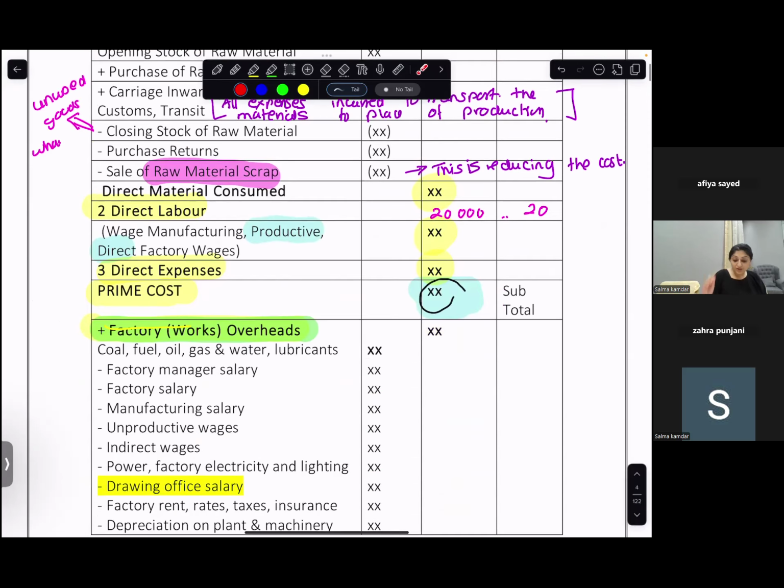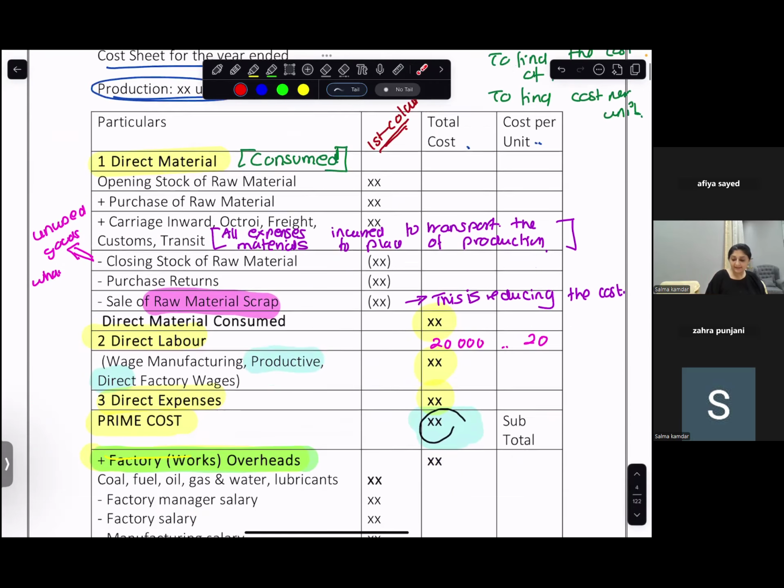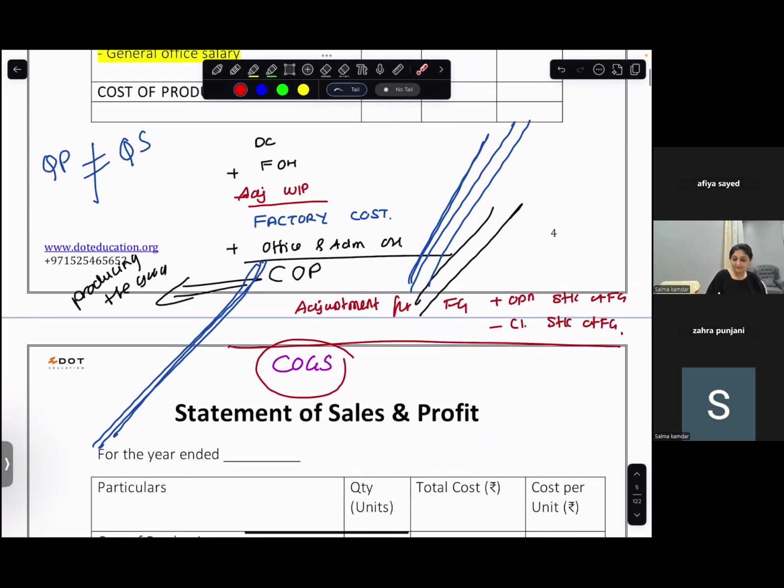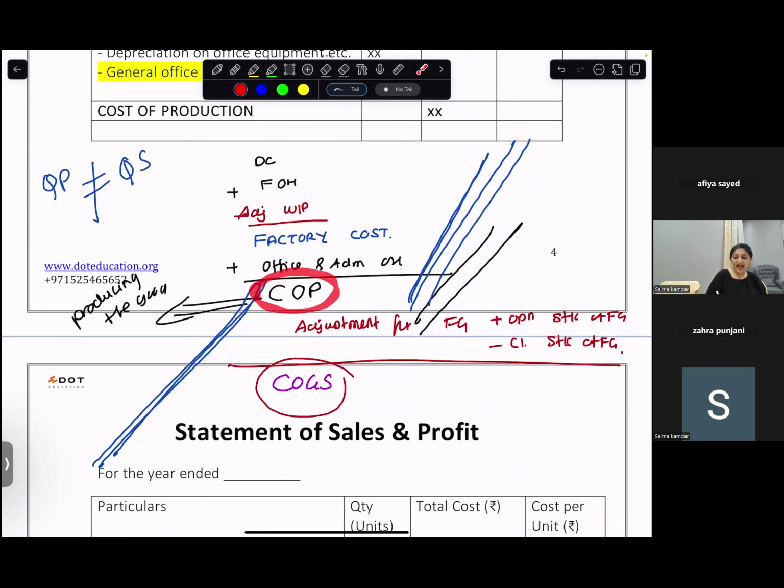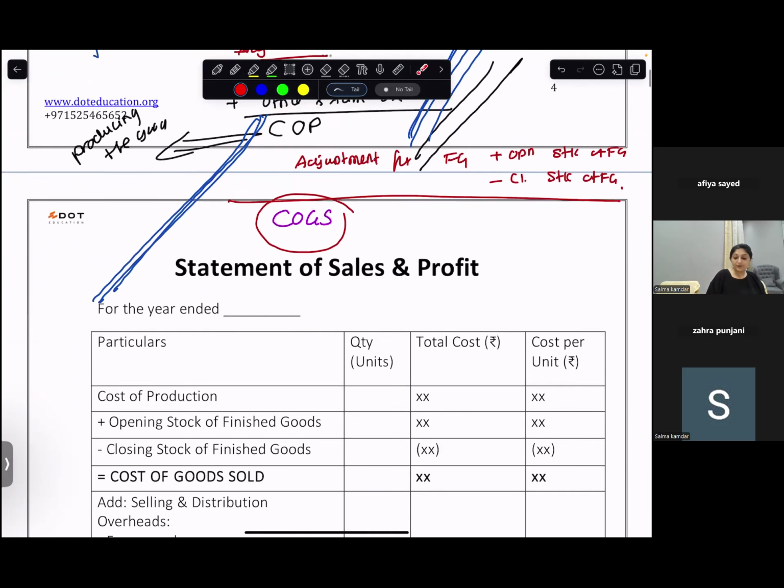Okay. Cost sheet. Where does the cost sheet end? At the cost of production. So over here, the amount will be calculated based on goods produced. After this, when you go to the statement of sales and profit, here it would be on the basis of goods sold.